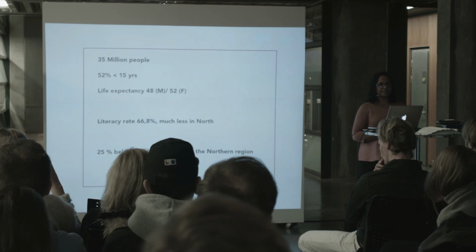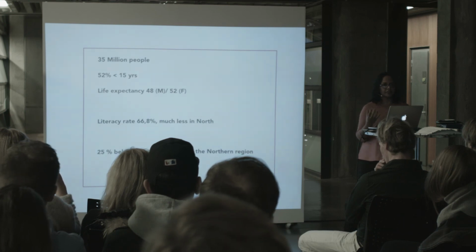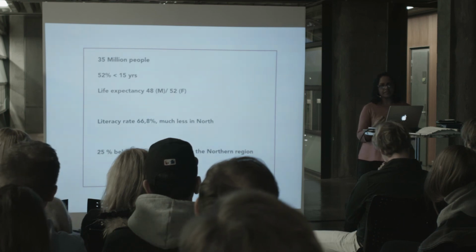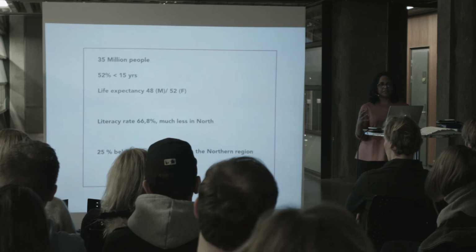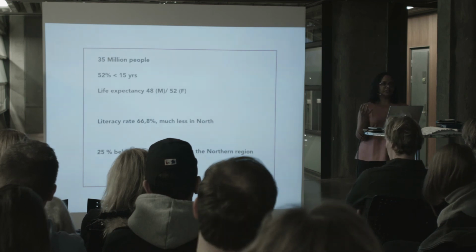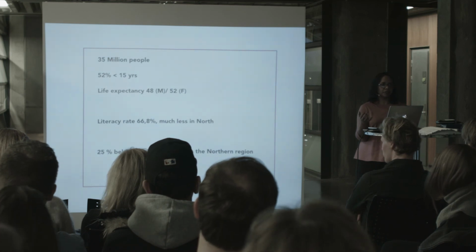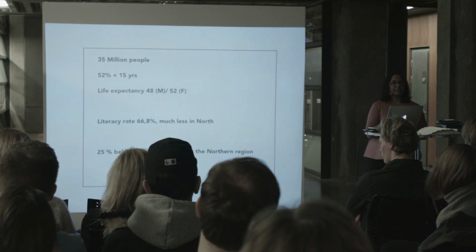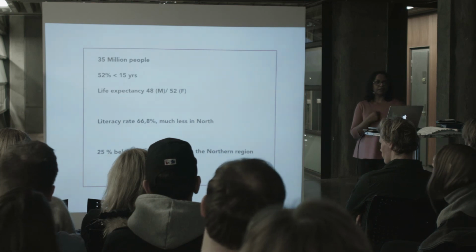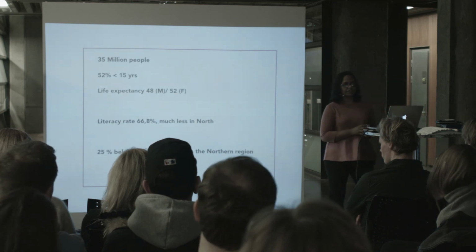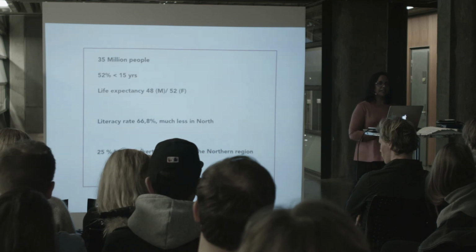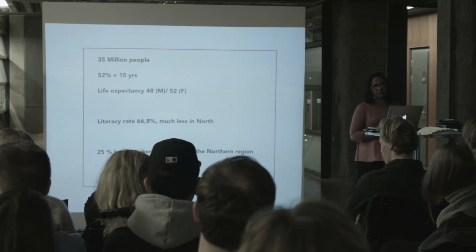The literacy rate in the country is generally low. It's around 67%, but varies a lot. In the northern areas, which are the poorest and most deprived areas, it's very, very much lower. It's overall a very poor country. 25% on a national average live below the poverty line. In the northern area, it's more than 50%.